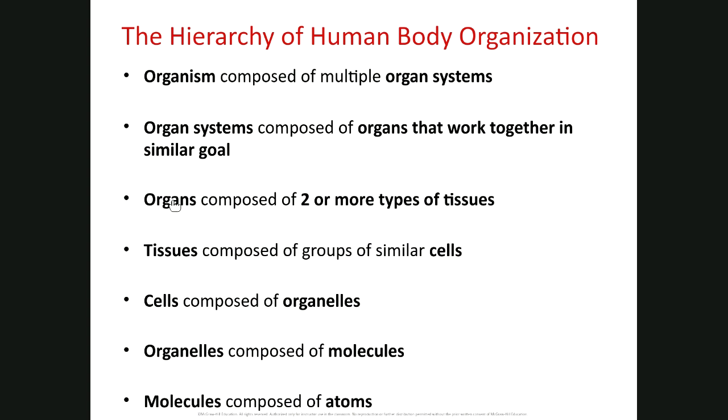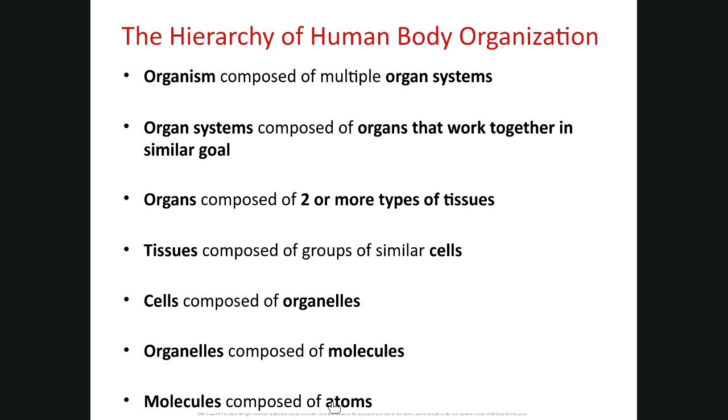All right, so take your organs, break that down, and you break this down into tissues. Tissues, if you break this down into smaller parts, you're going to find cells. If you break cells down into smaller parts, you find organelles. If you break your organelles down, you find molecules. And then finally, if you break your molecules down, you find atoms.